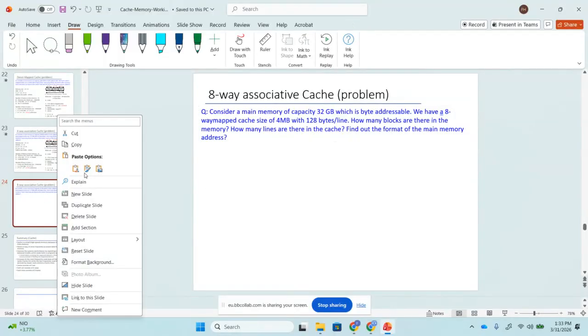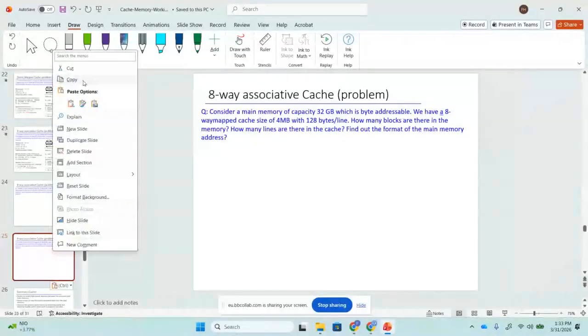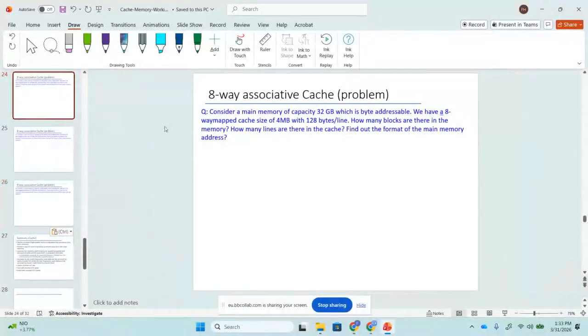Any questions? Now we're going to copy, and then I will make it again and again. Is the screen visible to you, everyone? Yes or no? Yes, yes. Okay, now we are going to solve this problem.